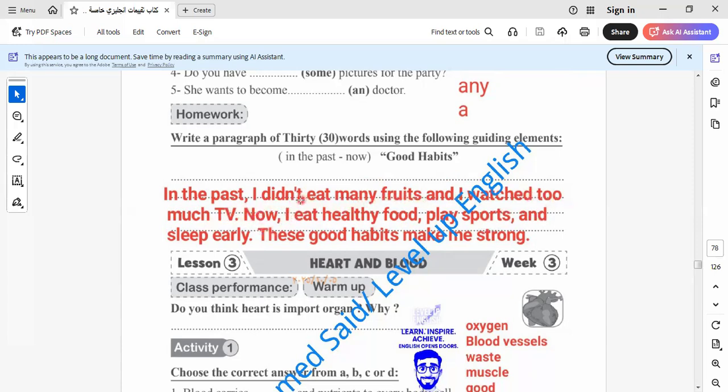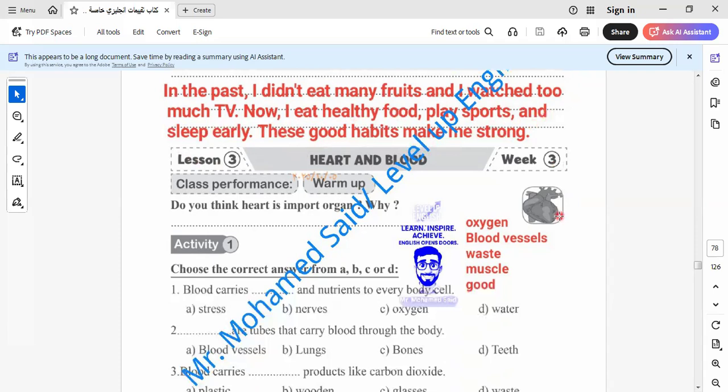Here we talk about something that happened in the past, and then we replace the past form with the present form, because we make a modification to these habits. Now I eat healthy food, play sports, and sleep early. These good habits make me what? Make me strong.